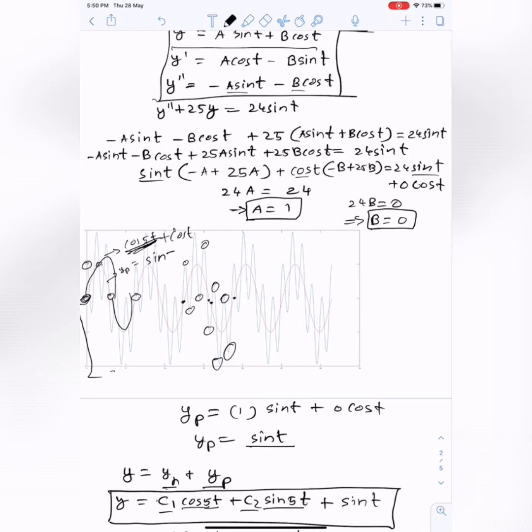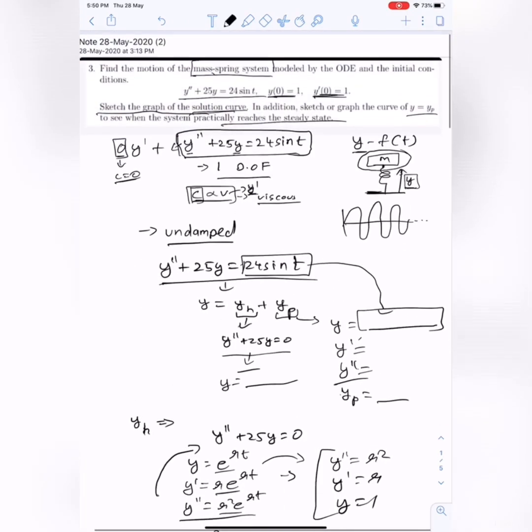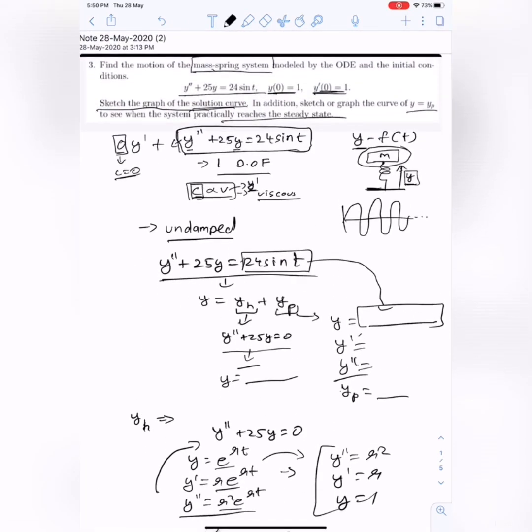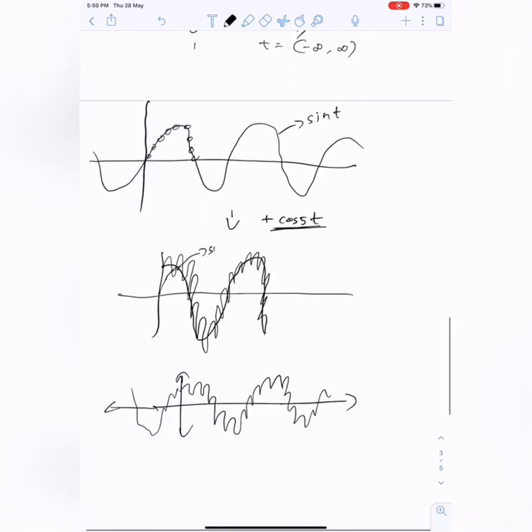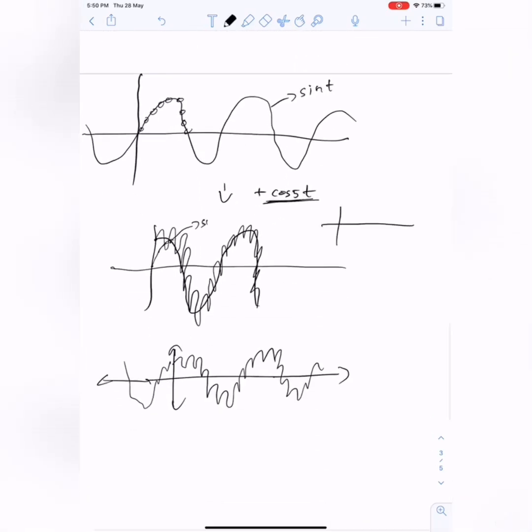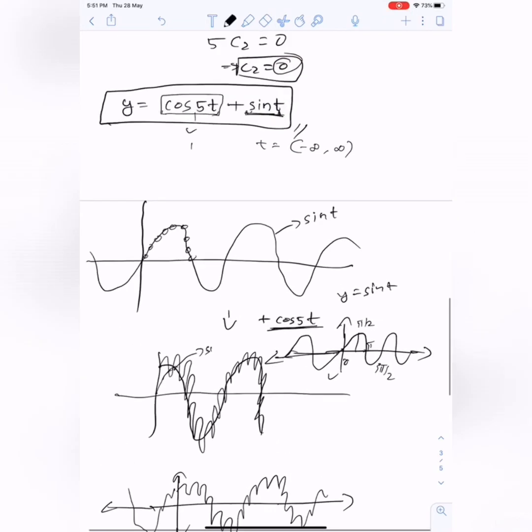Okay, so what else have they asked? They've also asked us to sketch the graph of y equals y of p. It's very easy. y of p, as we know, is just sine of t. So this would be basically just the sine curve. This would be 0, this would be pi by 2, this would be pi, this would be 3 pi by 2. It would extend in a similar way on either side. It's just the sine curve.